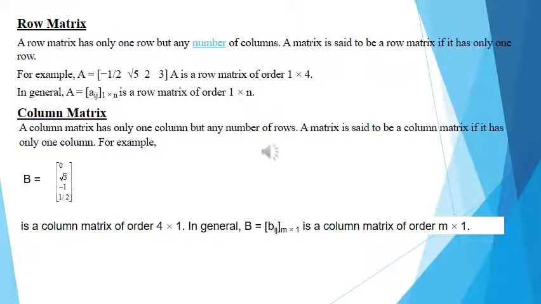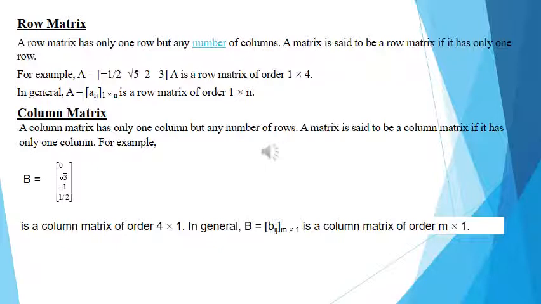There are 4 columns, but the columns will not be stacked here like in a square matrix; only one row is there and four numbers are there, so we represent it as 1 by 4. In general, A is equal to the square bracket of Aij, 1 by n. This is a row matrix of order 1 by n.